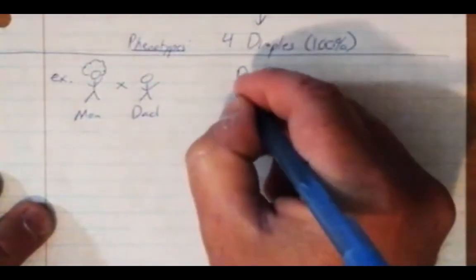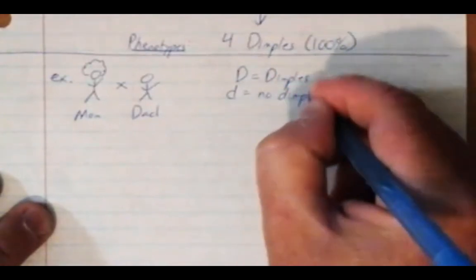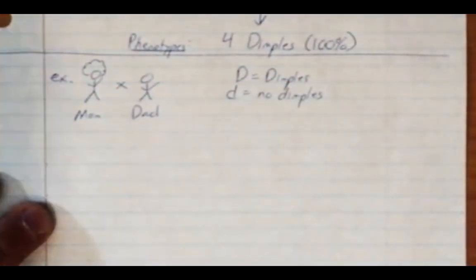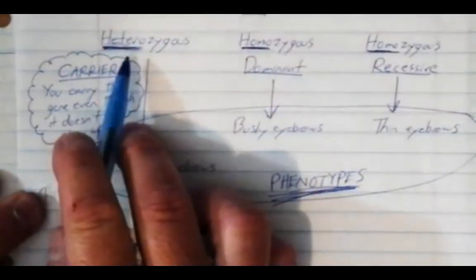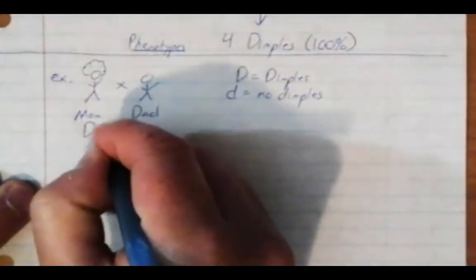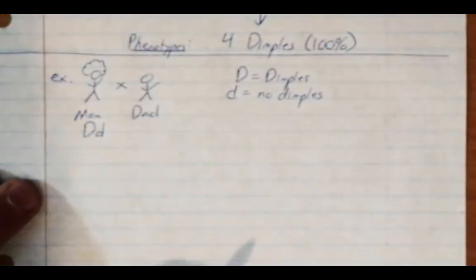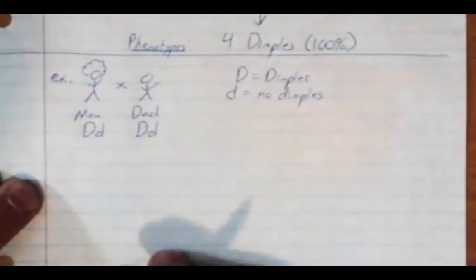Capital D means you will have dimples. Lowercase d means you will not have dimples. Okay, I say mom is a carrier for dimples. What does that mean? You have to go back to what we wrote over here. Carrier means you're heterozygous. So mom is a carrier. That means she must be capital D, lowercase d. And I say dad is heterozygous for dimples. What does that mean? Same thing, just said differently. He's also capital D, lowercase d.